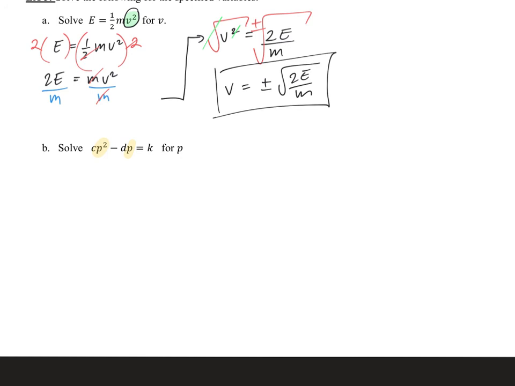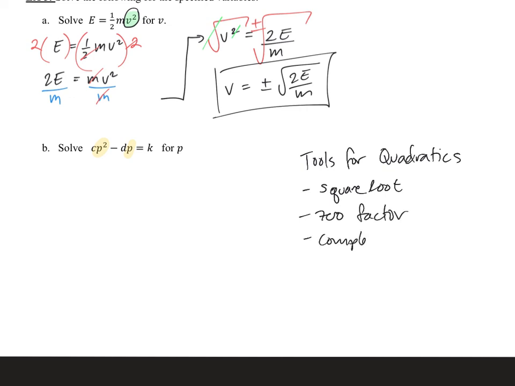Let's write this down. What are the tools we have for quadratics? Before we go any further, we have square root property. We have zero factor. We have completing the square. And we have quadratic formula. These are the 4 methods we now know for solving quadratics. Which one will work? That's the question.